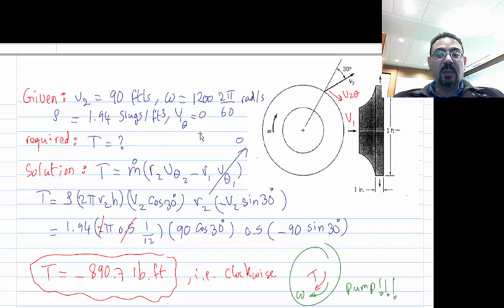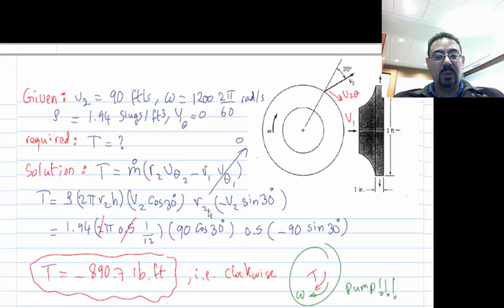Now V2 theta is this guy. So if V2 is here, you can split V2 into a radial component that goes to the center and a tangential component. So obviously this V2 theta is V2 sine 30 degrees. Now what's with the negative sign? Well, the negative sign is because it's in this direction, and again this direction is the negative rotational direction. So that's why you see V2 theta is minus V2 sine 30 degrees.